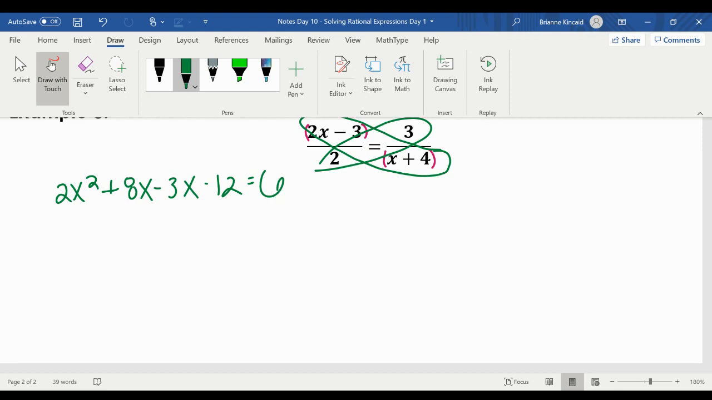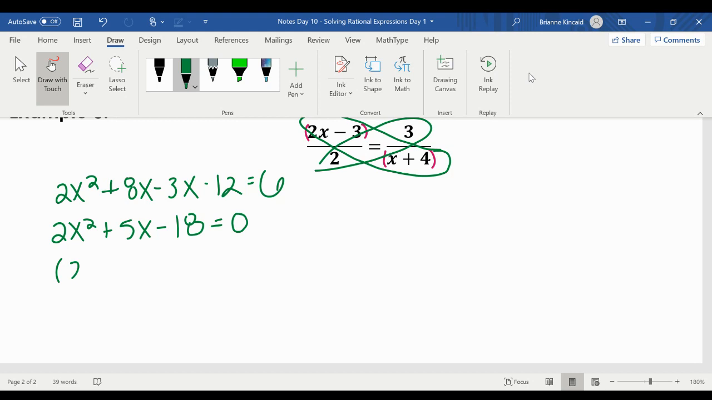Once again, you should note right away that you're going to have to factor this. So I'm going to combine what I can. That means I have 2x squared plus 5x. I'm also going to have to move the 6 over. So that's going to be minus 18 equals 0. So I'm going to have to use my guess and check methods.